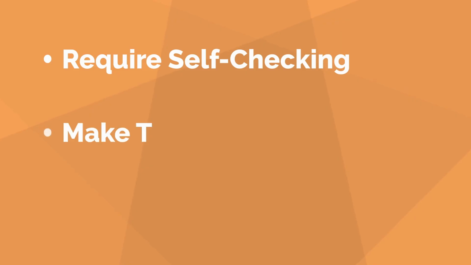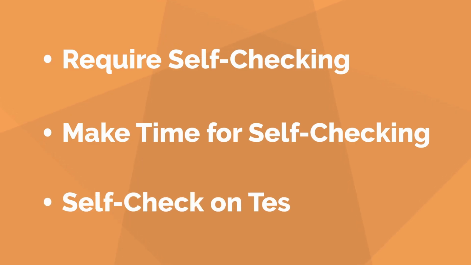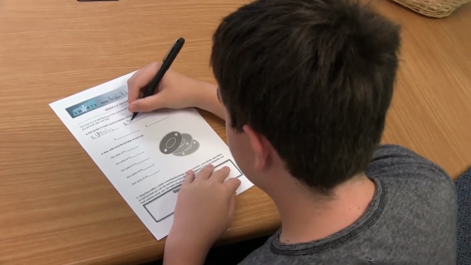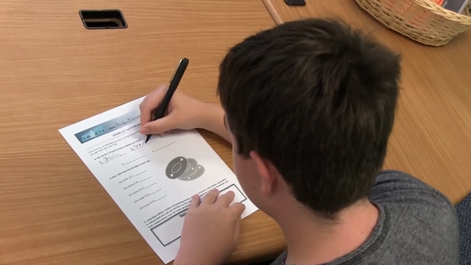Require self-checking. After returning assignments, ask students to correct their errors and to write a sentence about why points were deducted. Make time for self-checking. Set aside class time for students to check over assignments before handing them in. Self-check on tests. Provide a space at the top of tests and quizzes that students can use to record their top 3 hits, their most common errors. Students should use these checklists when reviewing their tests before handing them in to the teacher.